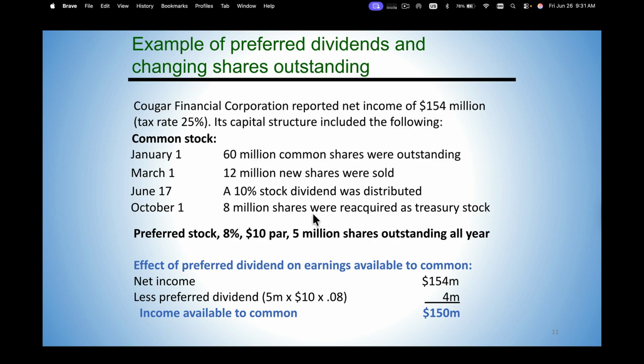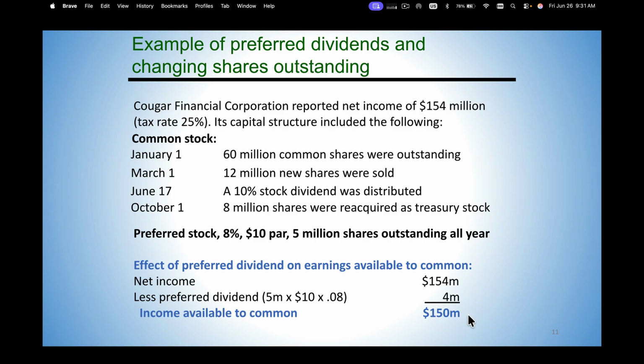on October 1st. So the first thing, if we're calculating the numerator, which is income available to common, that's the net income minus the preferred dividends, which were 5 million shares, $10 par, times 8%, or 50 million times 8% is 4 million, and the income available to common is 150 million.